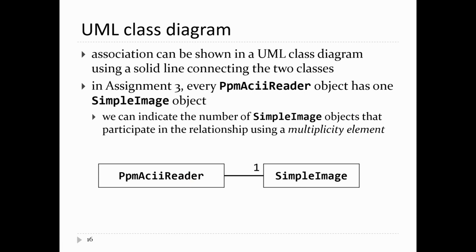Each reader reads in one object at a time. So each reader object has an association with one SimpleImage object at a time. If it could read in multiple objects at a time, that one could be some other number. You would use n for an arbitrary number.